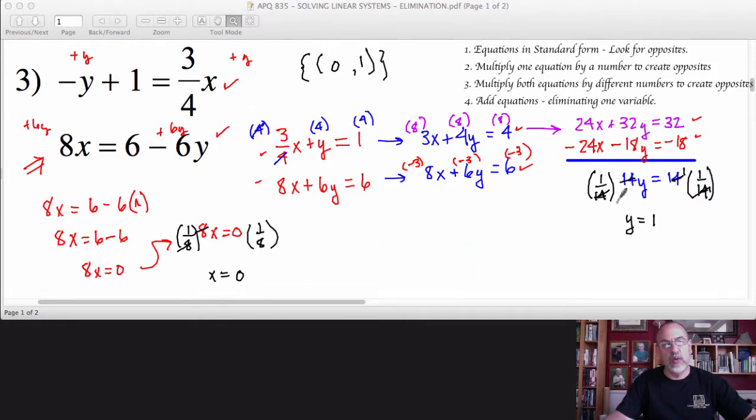Okay, seems like a lot of work, but really the first 2 steps are just getting things in order for us, getting them in standard form, getting rid of the fractions, and then we're just doing what we did on the last couple of worksheets, creating opposites by multiplying these equations by different values.